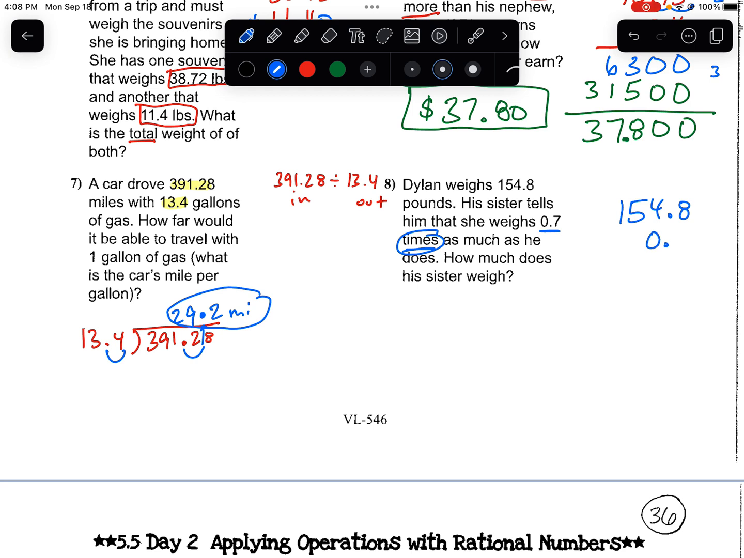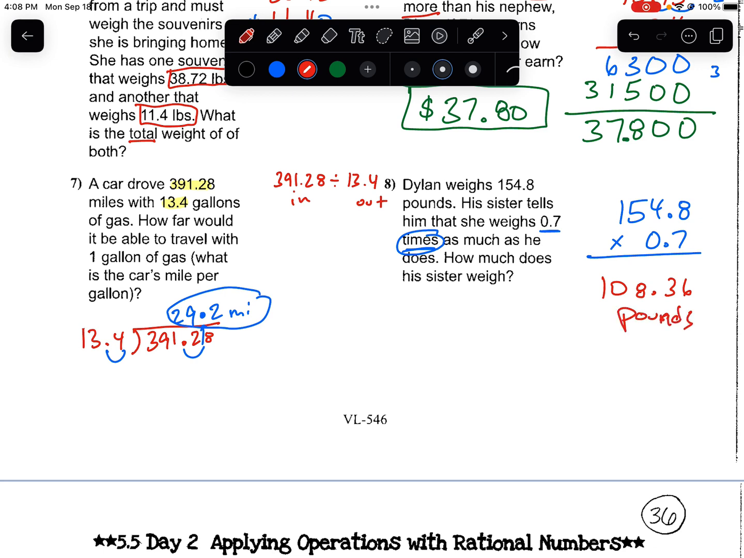Now, don't forget, you actually don't need to line up the decimals. In this case, the decimals are lined up, but you kind of don't need to. It doesn't really matter. But if I multiply that out and I count my decimal spaces and move them back in, you're going to find out that our answer is 108.36. So she weighs 108.36 pounds.